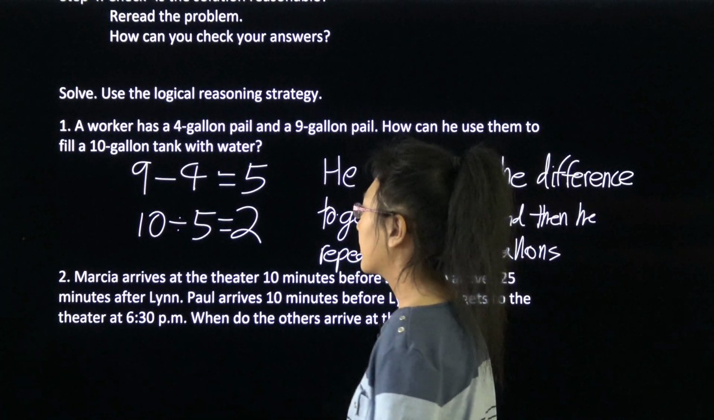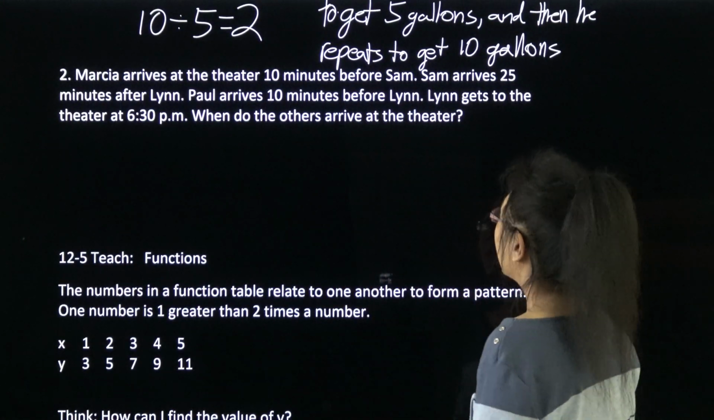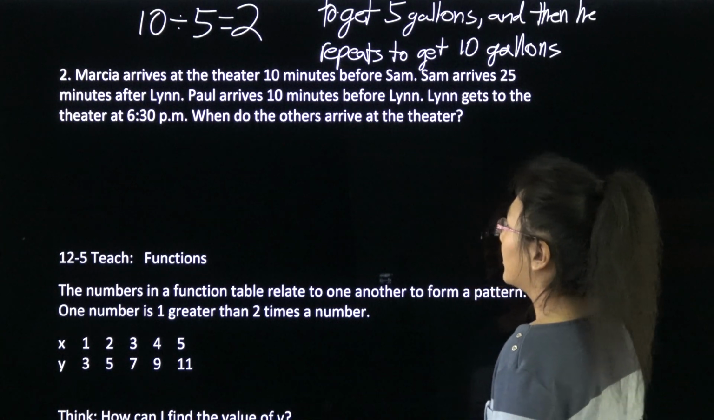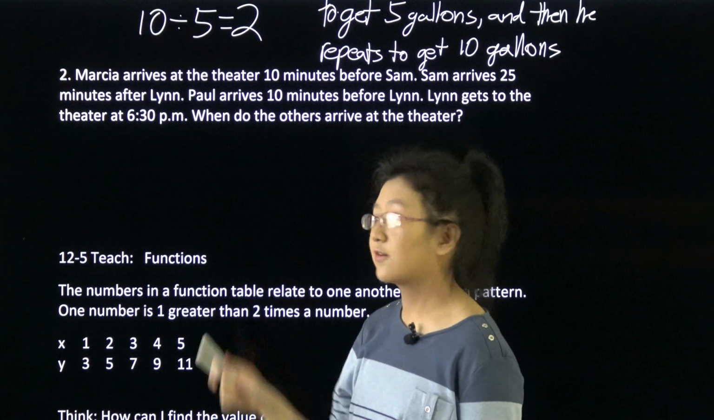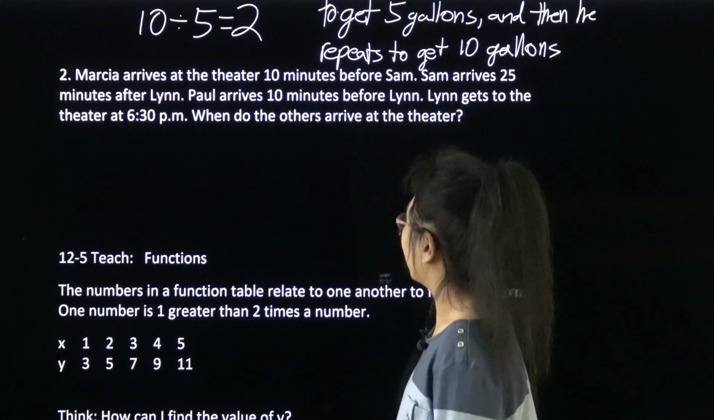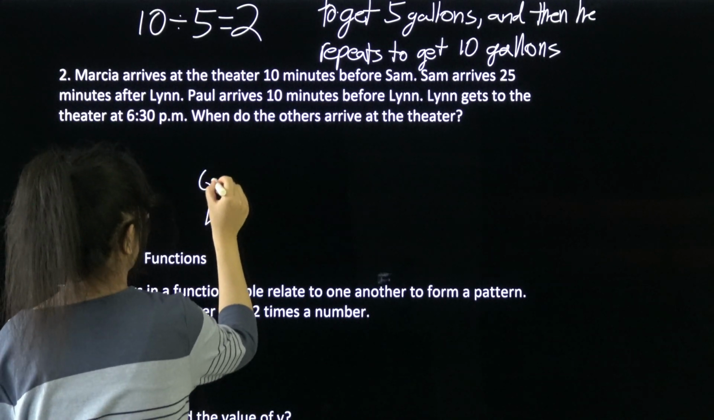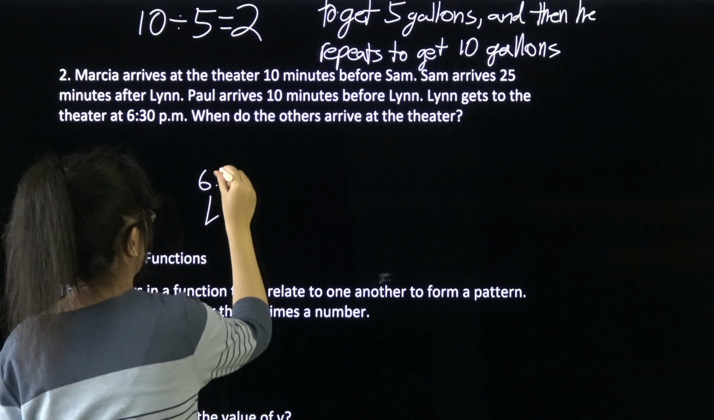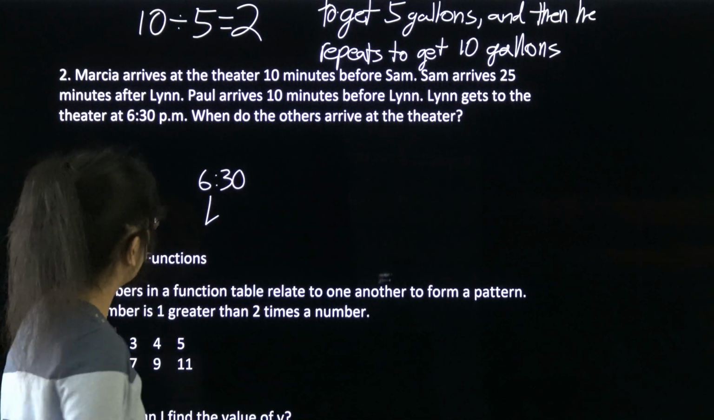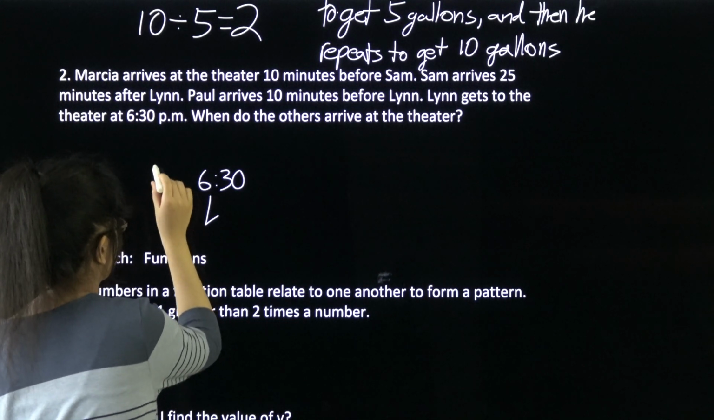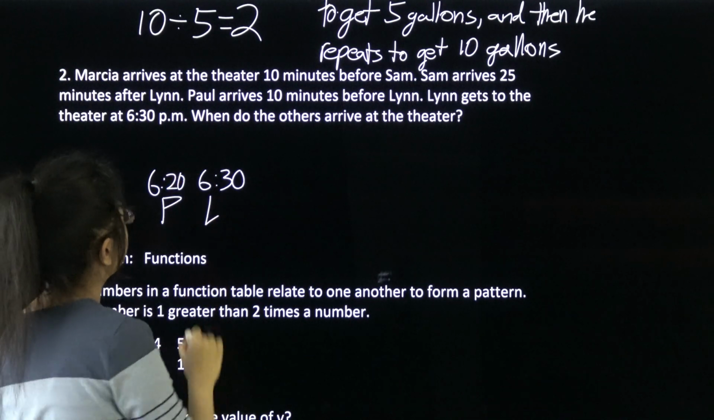Number 2. Marsha arrives at the theater 10 minutes before Sam. Sam arrives 20 minutes after Lynn. Paul arrives 10 minutes before Lynn. Lynn gets to the theater at 6:30 p.m. When do the others arrive at the theater? Well, logically, we know that Lynn arrives at 6:30. So we'll just use L for Lynn. And Paul arrives 10 minutes before Lynn. So Paul would be 6:20 because that's 10 minutes before 6:30.